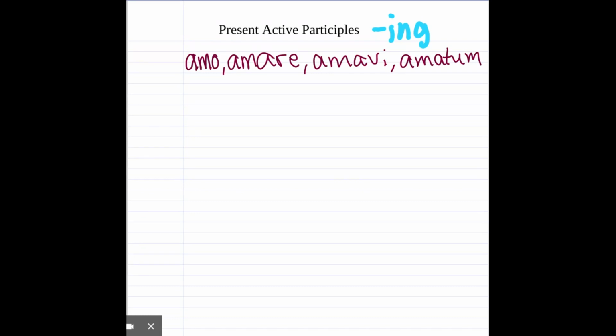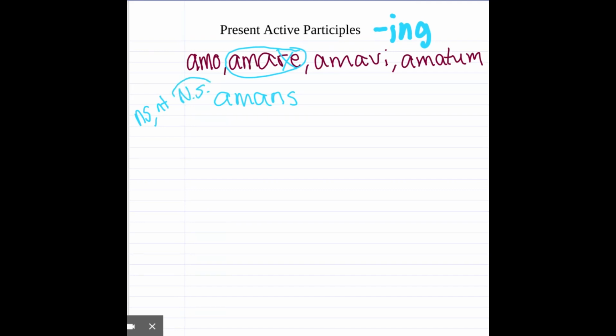So remember last time that your participle is going to end with -ns or have an -nt in it. So what it comes from is your second principal part, your infinitive, and you would take off your -re, so that would create ama-, and then you would add -ns, and this is your nominative singular. So if you were talking about something in the nominative singular, like the loving girl, you would see amans puella.